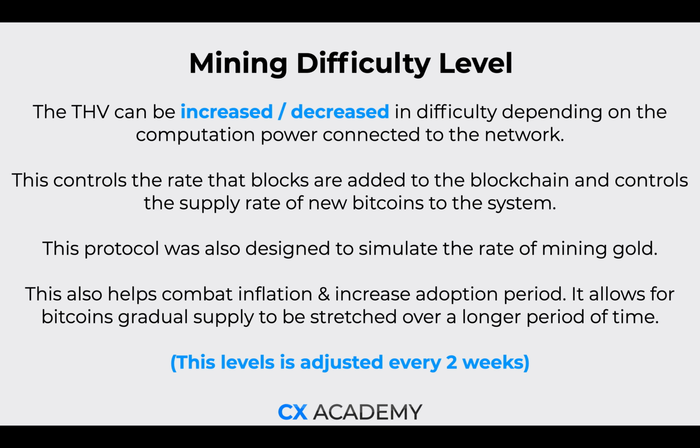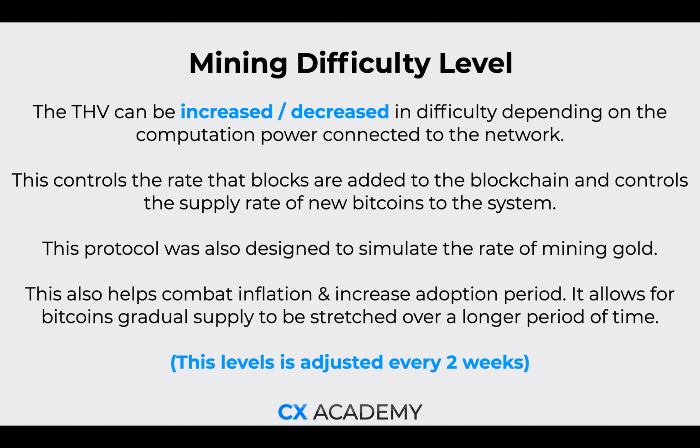So then, the mining difficulty level. The target hash value can be increased or decreased. Again, it's this mining difficulty level that controls the pace that blocks are mined onto the network. So it can be increased or decreased in difficulty depending on the computational power connected to the network. Okay, this controls the rate that blocks are added to the blockchain. And again, we've been over this, it controls the supply rate of new Bitcoins to the system.